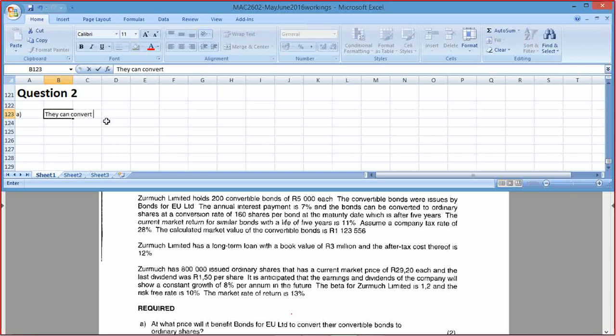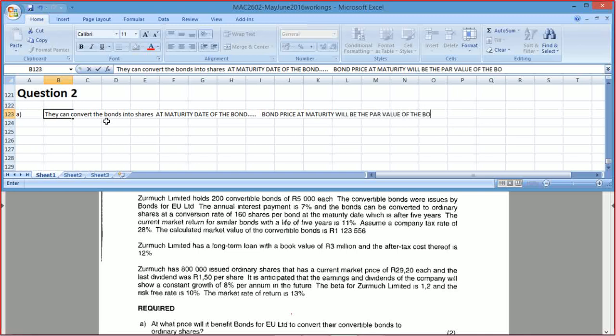So they can convert the bonds into shares when? Bonds can be converted to ordinary shares at a conversion rate of 160 shares per bond at the maturity date. Okay, at maturity date of the bond. So if we're looking at the maturity date of the bond, remember when the bond price moves from time 0 to time 5, the bond price is going to move towards the par value. Okay, so bond price at maturity will be the par value of the bonds. Okay, that's theory. Alright, so looking at this, the bonds will be worth 5,000 each.